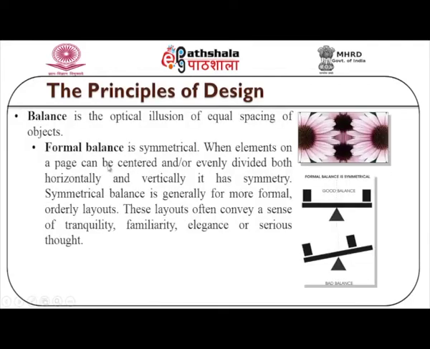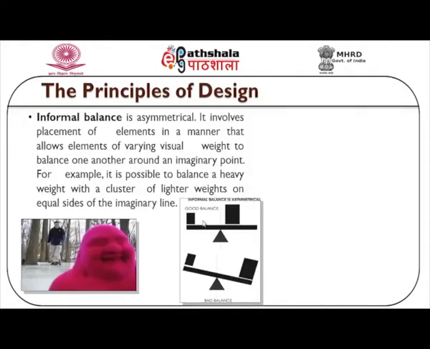Let us look at the various principles of design one by one. The first principle is the balance principle. Balance is the optical illusion of equal spacing of objects. Giving equal spacing of objects with respect to the center point is called balance. Formal balance is symmetrical in nature, wherein the elements on a page can be centered and evenly distributed either vertically or horizontally, and it is supposed to have some kind of symmetry among itself. These kinds of layouts often convey a sense of familiarity, elegance, or serious thought. So balance is an important design principle.